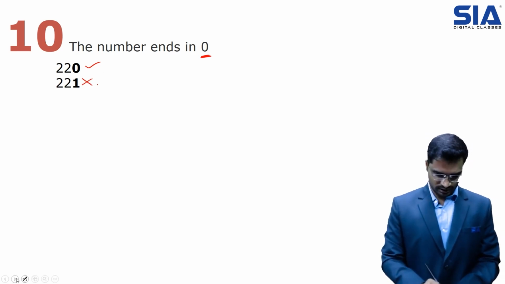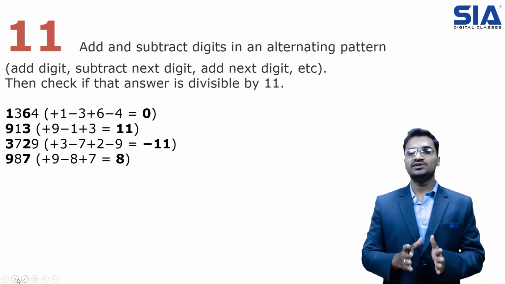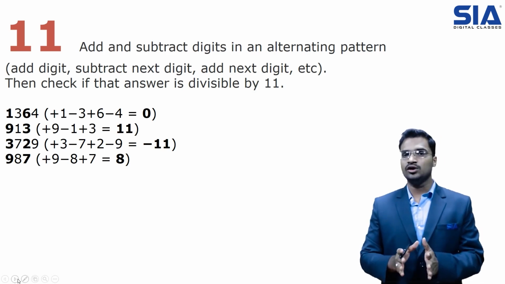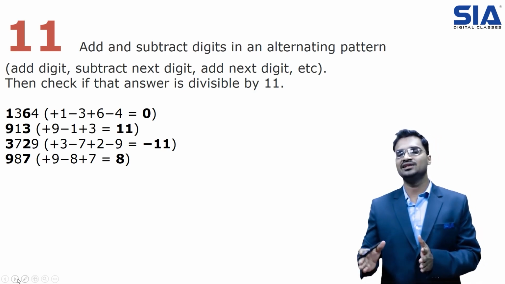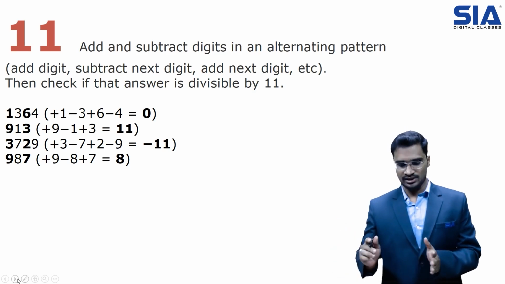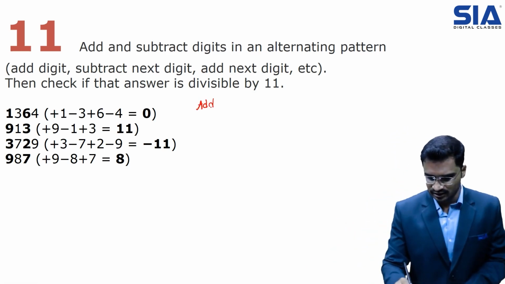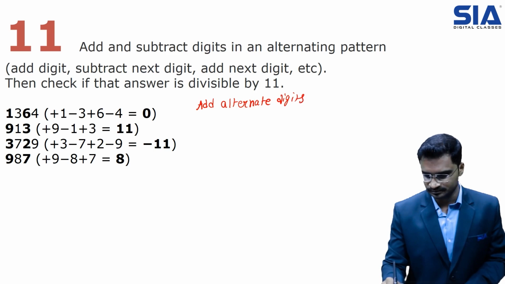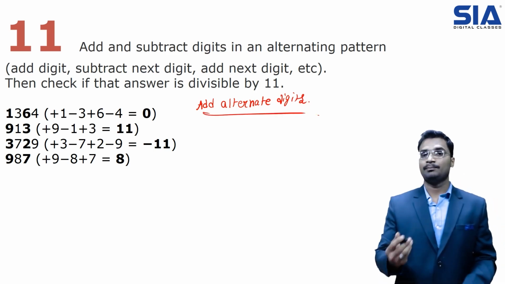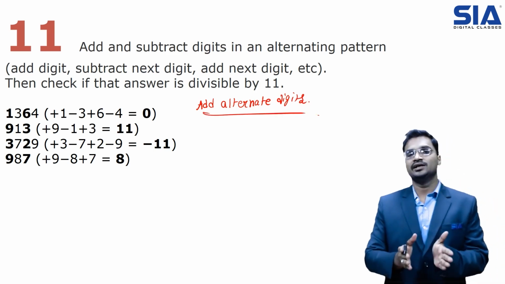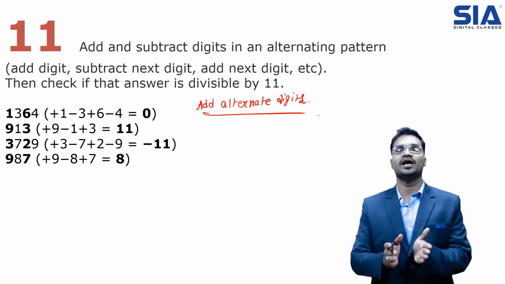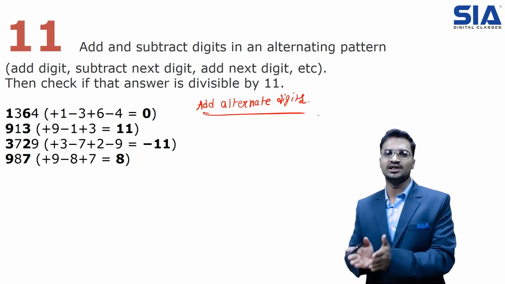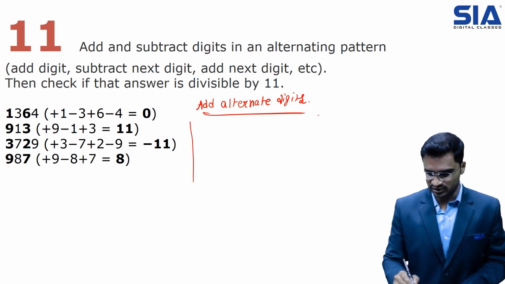Now coming to the divisibility rule of 11. The divisibility rule of 11 says that we have to add alternate digits and subtract them. We have to add alternate digits and subtract the sums. First, suppose I have a value of 1331.